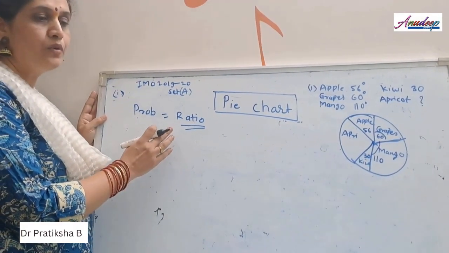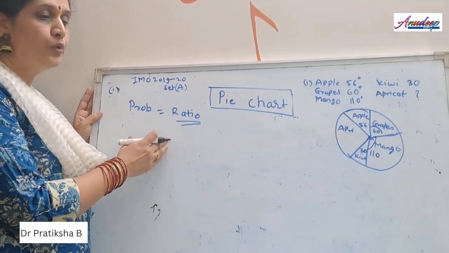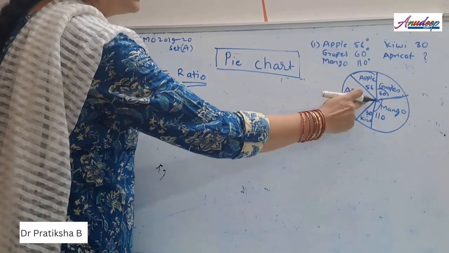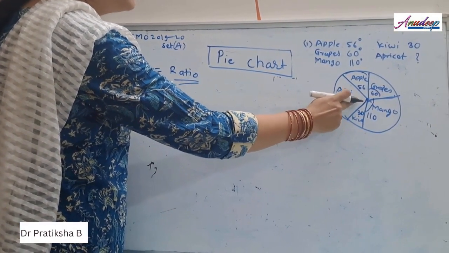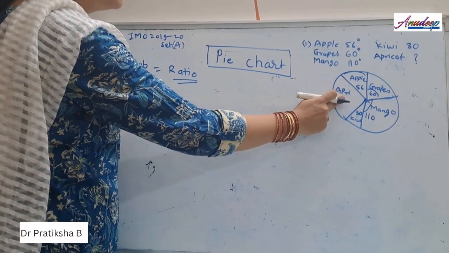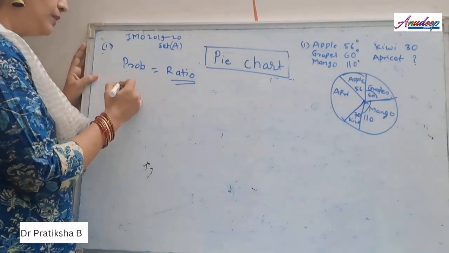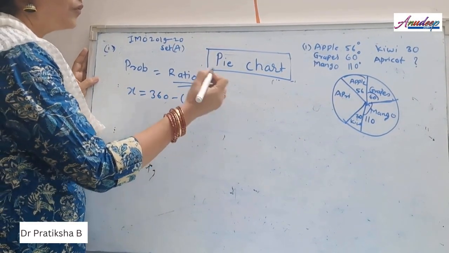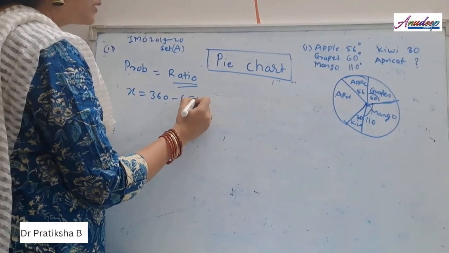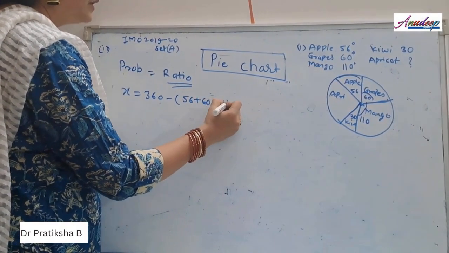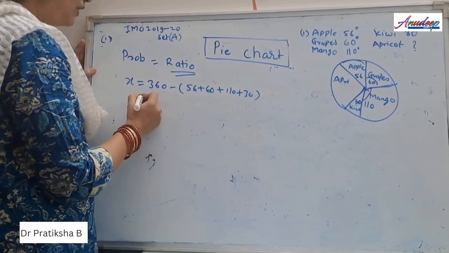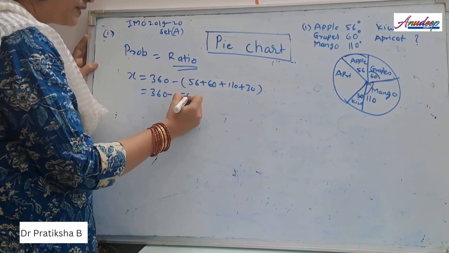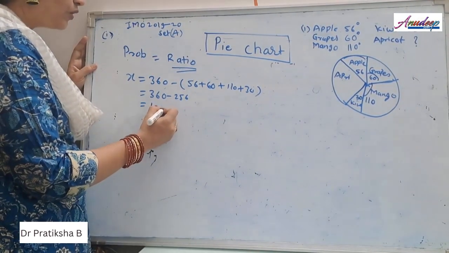So here we have to find out the probability of the fruit apricot getting selected. As you know, for the apricot, the angle is not mentioned. We need to calculate the angle with respect to the apricot. So the formula will be 360 minus the total of all the angles given to you, that is 56 plus 60 plus 110 plus 30. When you calculate this, it comes out to be 360 minus 256, that is equal to 104.